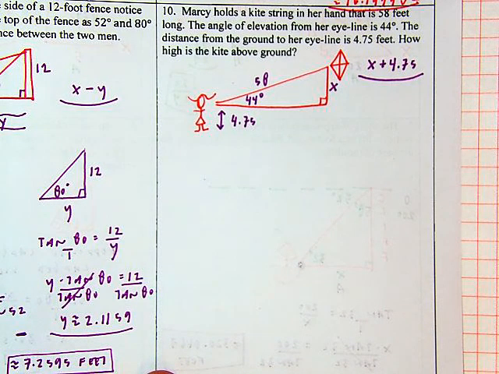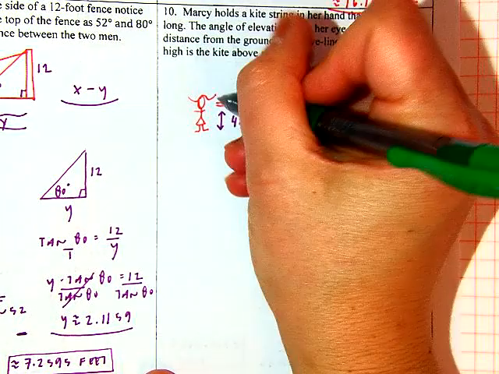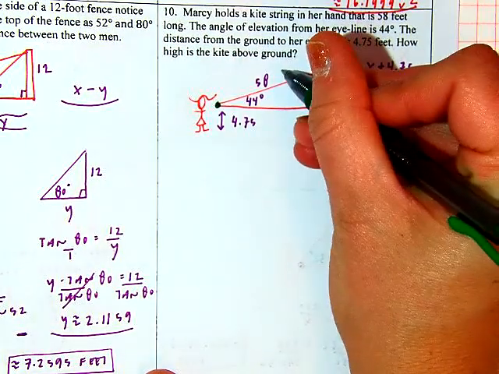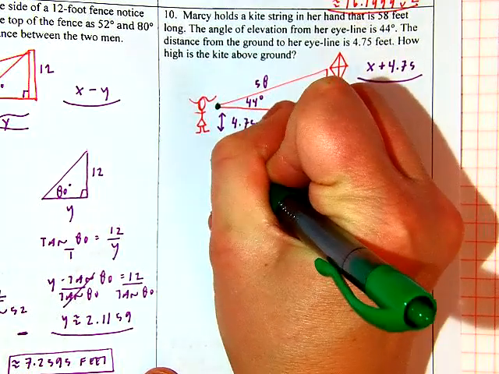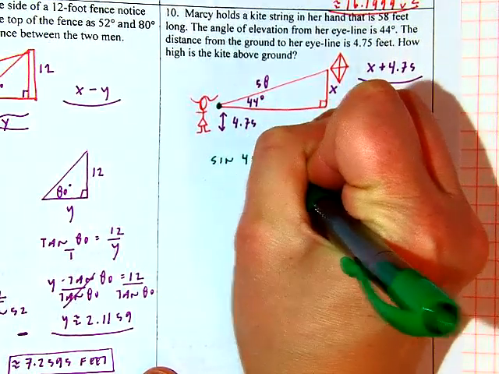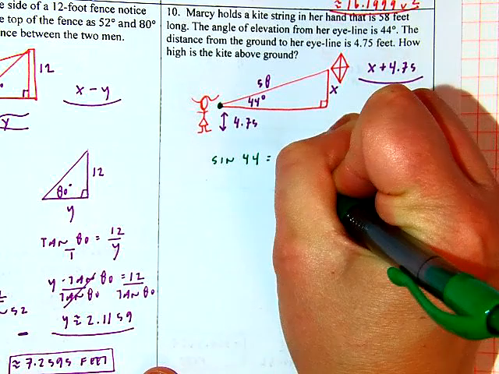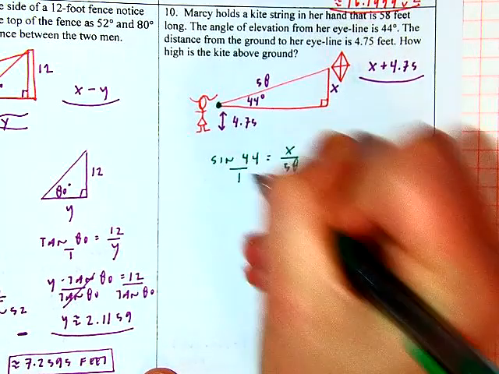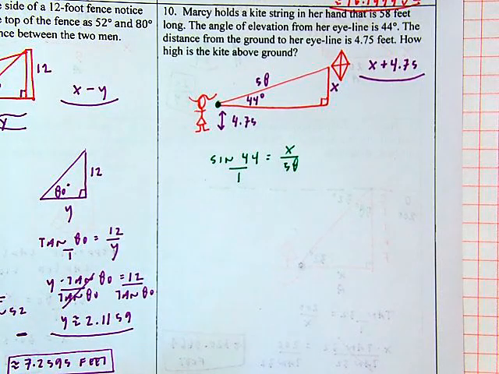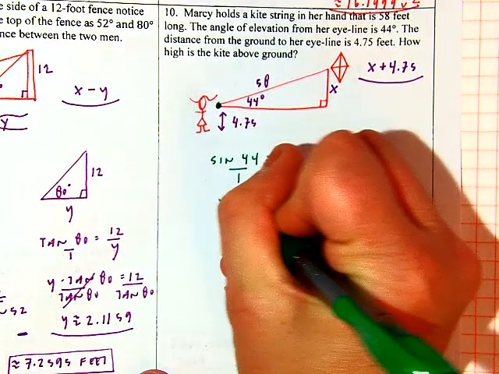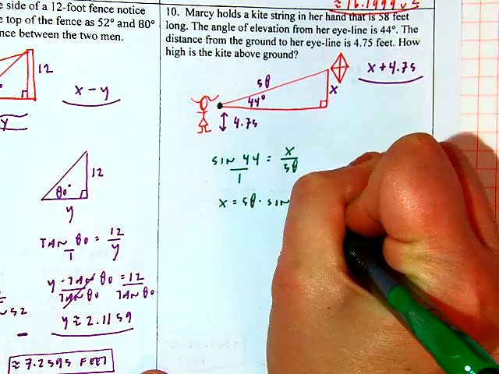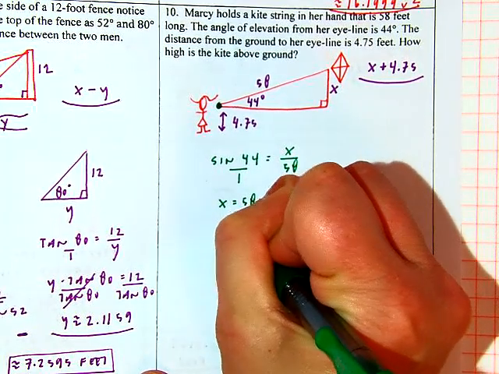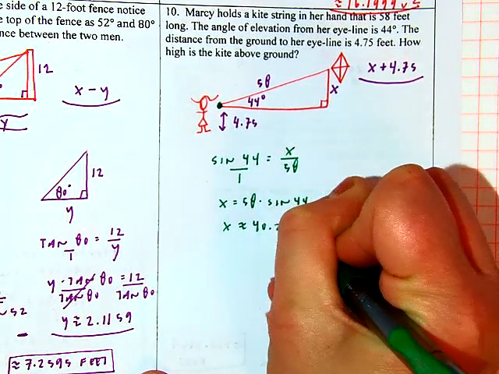So from the 44 degrees right here, I have an opposite and a hypotenuse. So I'm going to use sine. So I have to say that sine 44 is equal to x over 58, opposite over hypotenuse. Visualize it as a proportion and cross multiply. So x equals 58 times sine 44. I end up with x at about 40.2902.